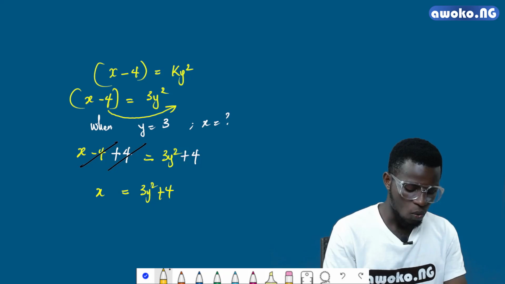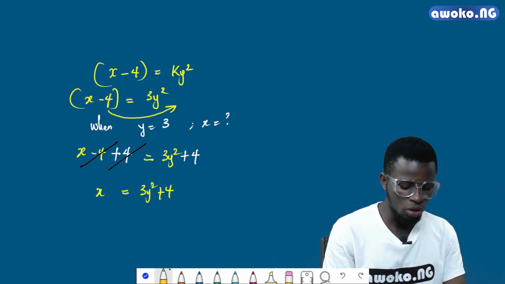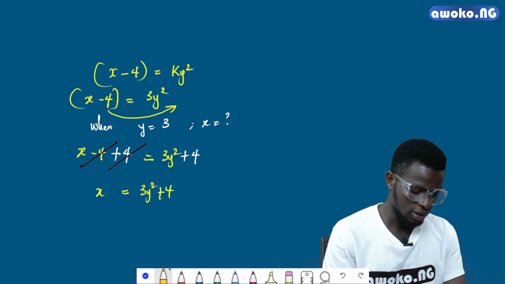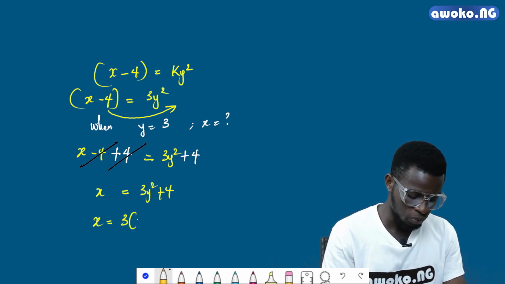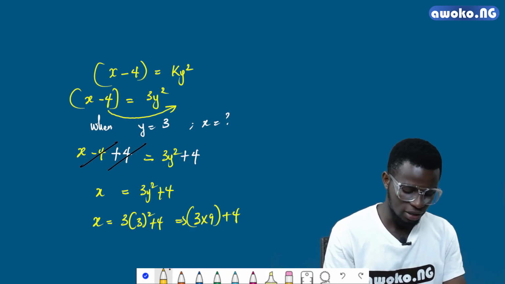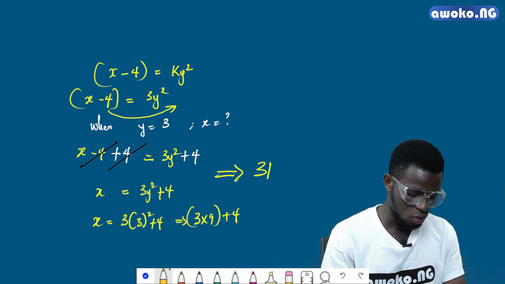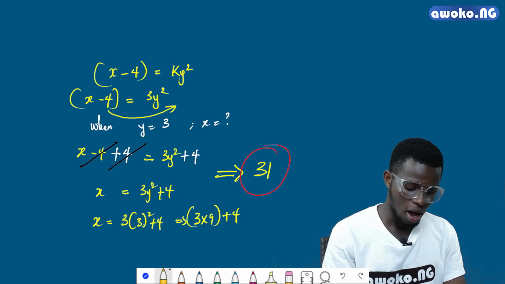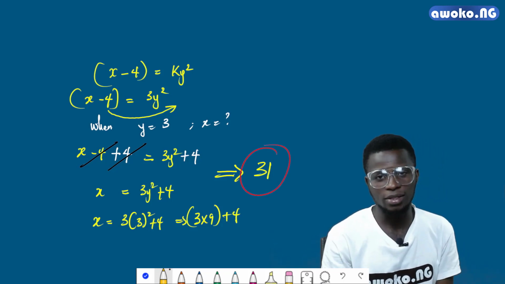But we were told y is equal to 3. So if we substitute the value of y into this equation, we can say x is equal to 3 into 3 squared plus 4. So this gives 3 times 9 plus 4. 3 times 9 is 27, and 27 plus 4 gives us the value of x, which is equal to 31. And this is our final answer.